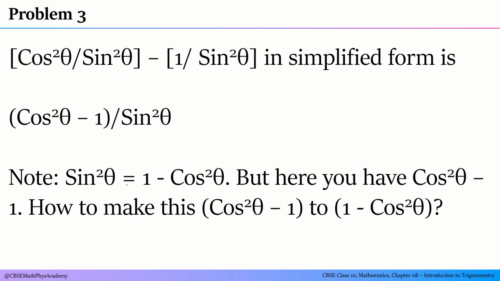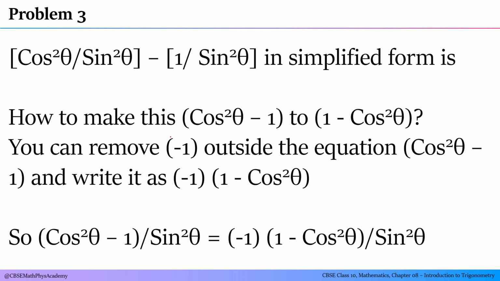Sine square theta, from the trigonometric ratio we know that sine square theta is equal to 1 minus cos square theta. But in this problem you have cos square theta minus 1. Both are not the same. So what you have to do, how will you convert this cos square theta minus 1 to this format so that you can use your trigonometric identity 1?